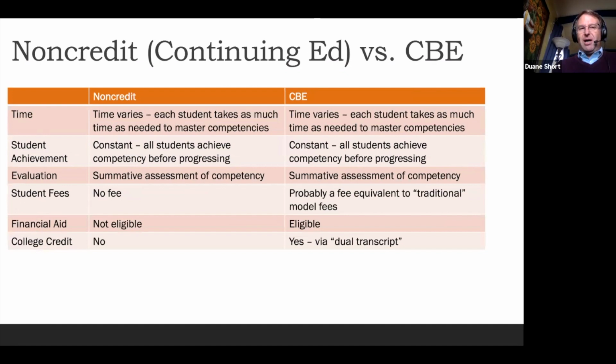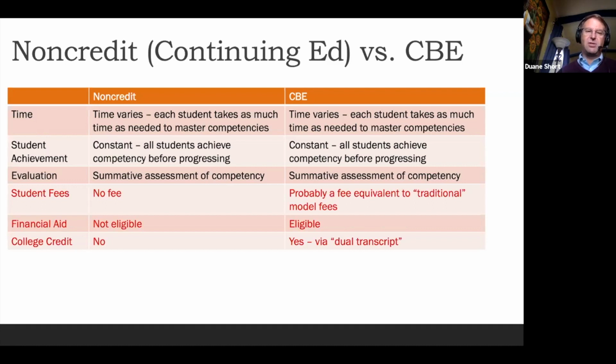So at least to my way of thinking, and I'm glad some of my non-credit colleagues are here because they can probably contribute a lot more than I can to this, but to my way of thinking and to the Chancellor's Office way of thinking, this is how non-credit and continuing ed are the same or differ. In both of them, time varies and student achievement is held constant. And both of them have summative assessments of the competencies that students go through. So it seems to me that it's pretty similar to the model that's used at non-credit right now.